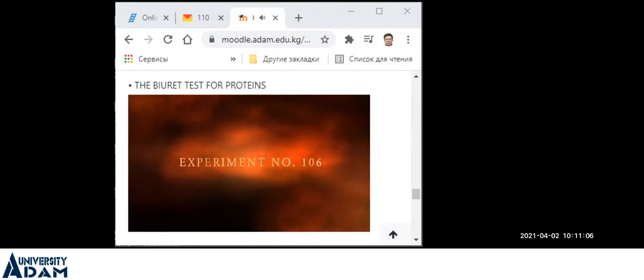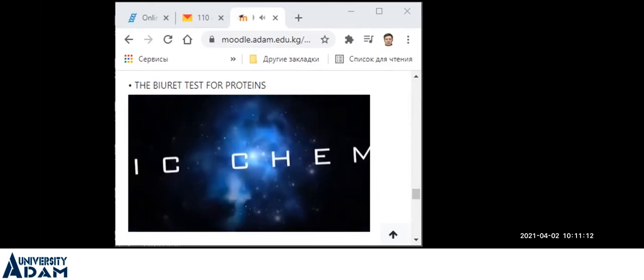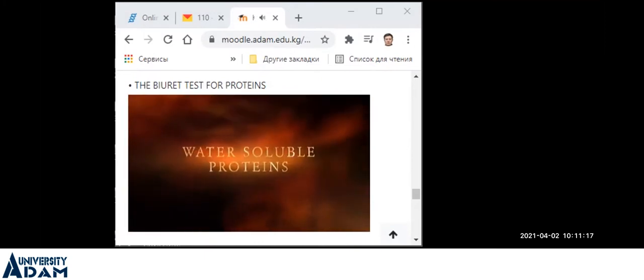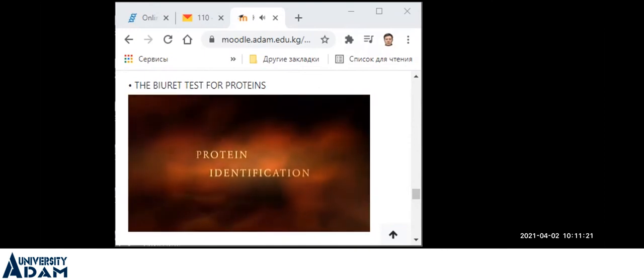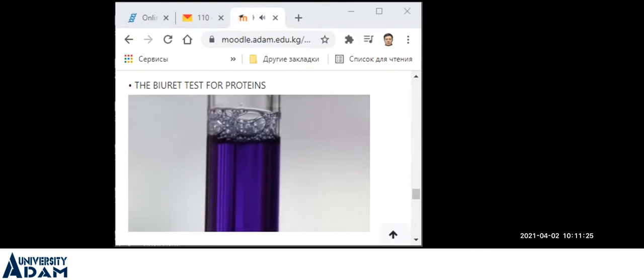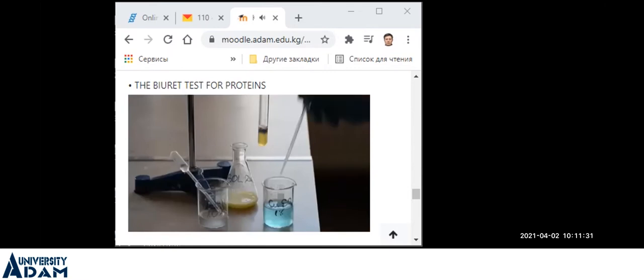Experiment 106. The Biuret test for proteins. The Biuret test is an analytical procedure to identify soluble proteins in solutions. To perform this test, we need a protein solution, sodium hydroxide 10%, and a diluted solution of copper sulfate.